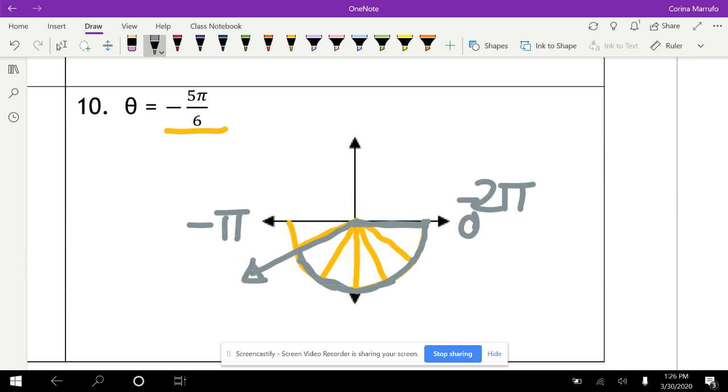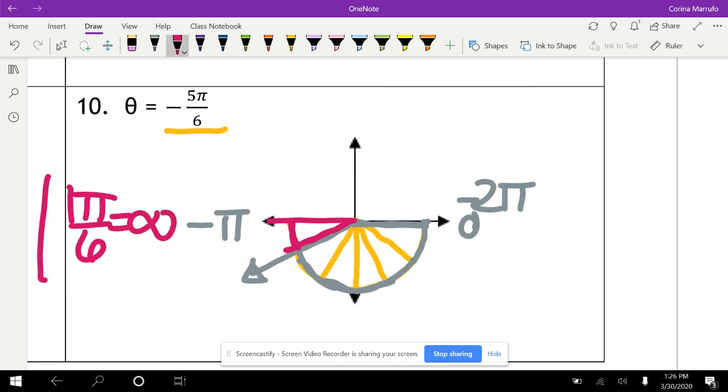And our reference angle is the closest distance from the x-axis, so here to here. This is only one piece of the pie, and our pie is cut into 6 pieces. So that is going to be our reference angle, pi over 6. And that's it for that one.